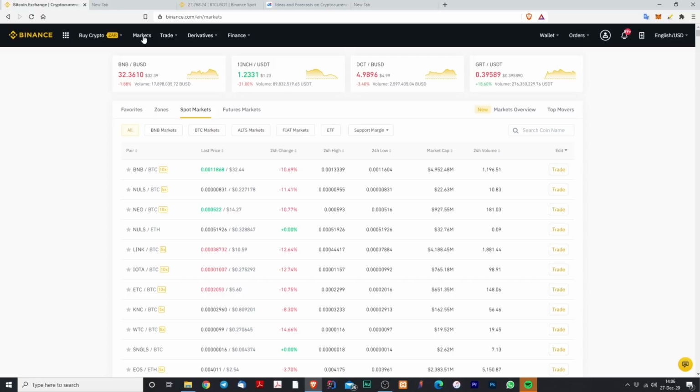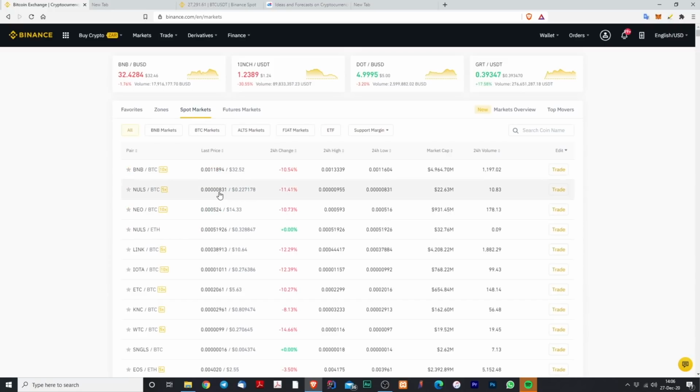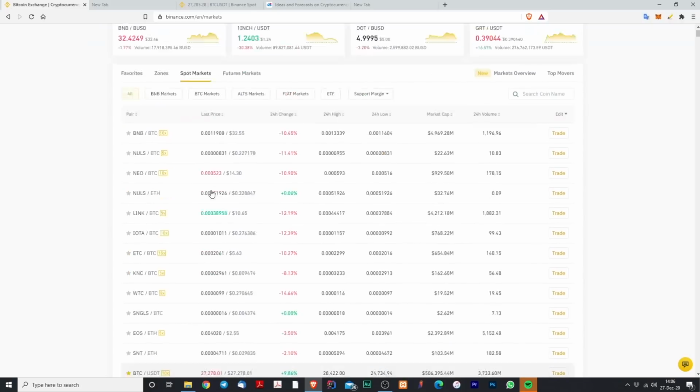So there are a lot of markets here, right? By default, you're going to see the spot markets. There's also the zones and futures markets, and there's also the favorite. So if you have certain coins that you like to trade, it's good to click this star button to highlight them as your favorite, and then by default they will be here. Okay, so I will go back to the spot, because that's where a lot of them are.